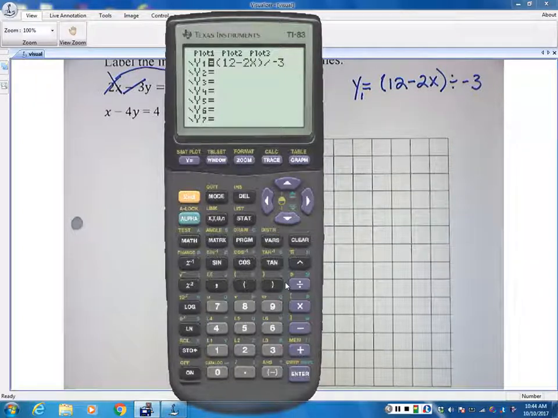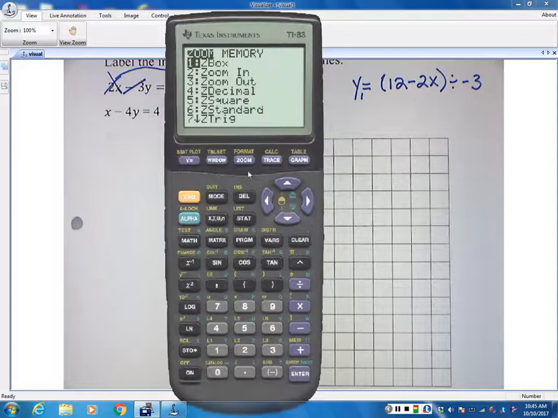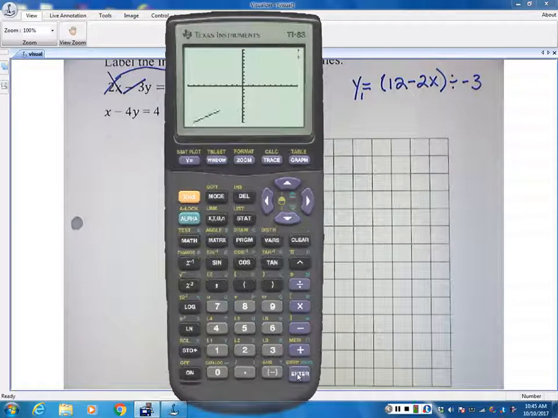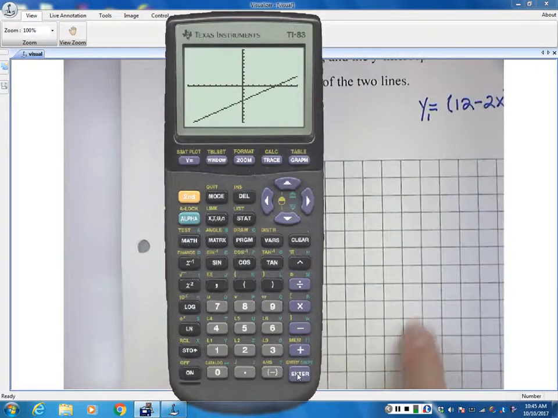So before I go any further, I'm going to hit my zoom button and go down and select option 6, which is your standard window. Zoom 6 takes you to an x-axis that goes from negative 10 to positive 10 and a y-axis that goes from negative 10 to positive 10. And there I see a graph of that equation. Now I've got to figure out how I can transfer that graph onto here.